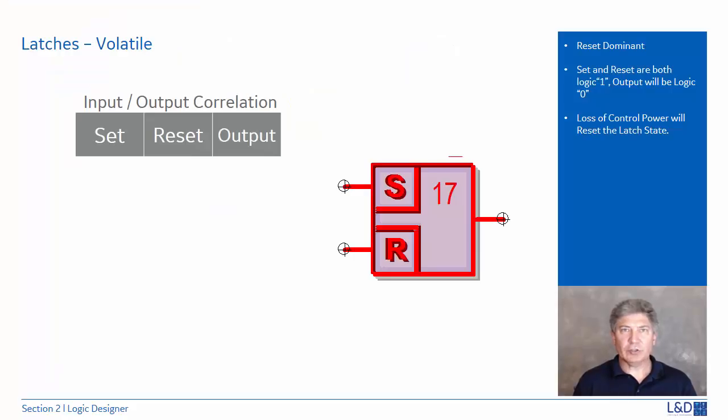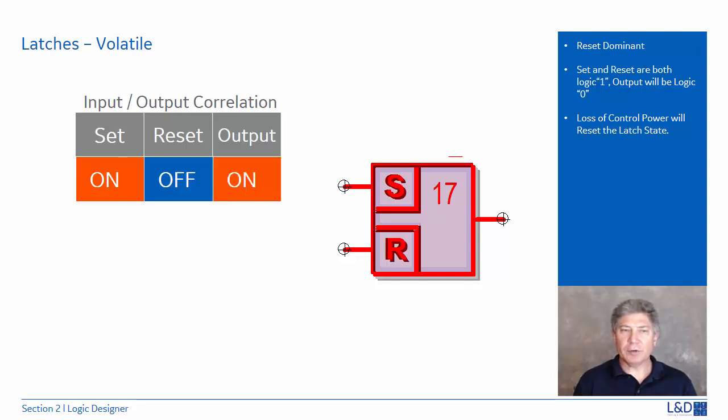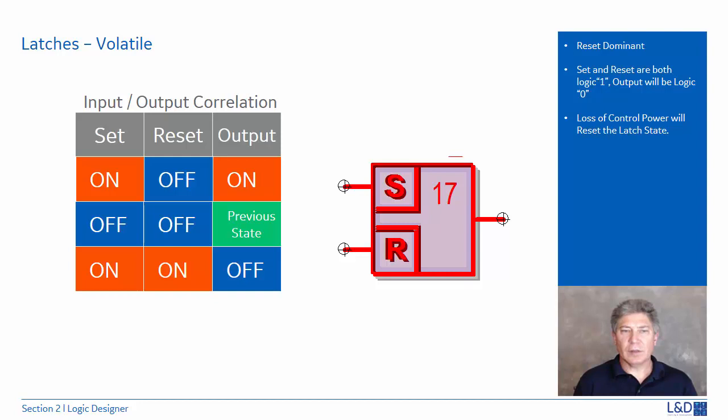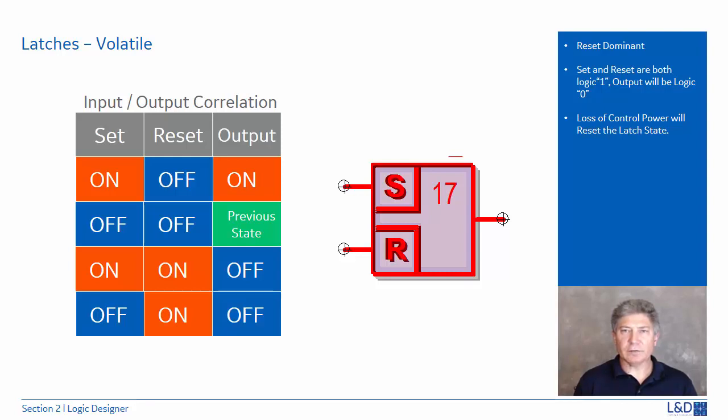Here we have a truth table that shows the correlation between the inputs set and reset against the output. If the set is on and the reset is off, meaning on being a logical 1 and off being a logical 0, the output is on. If they're both off, then the state doesn't change from its previous state. If they're both on, then the output is off. If the set is off and the reset is on, then the output is off.